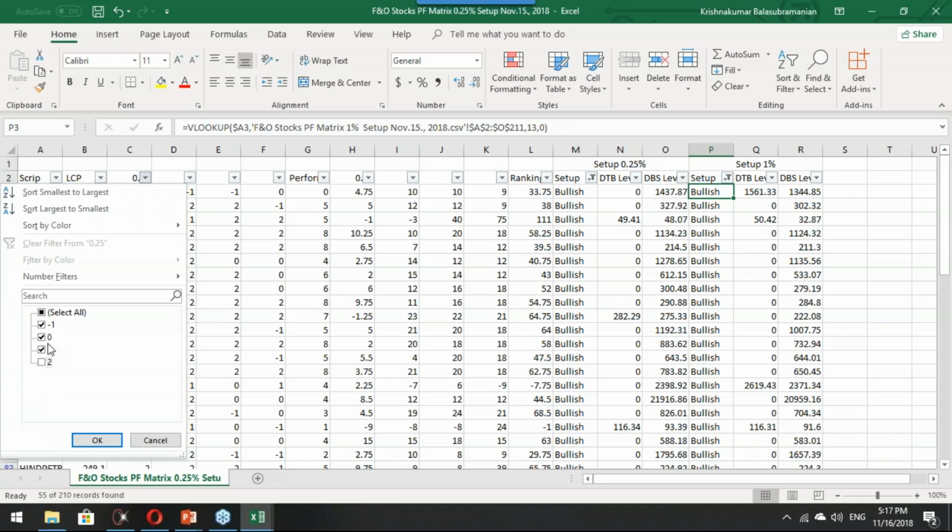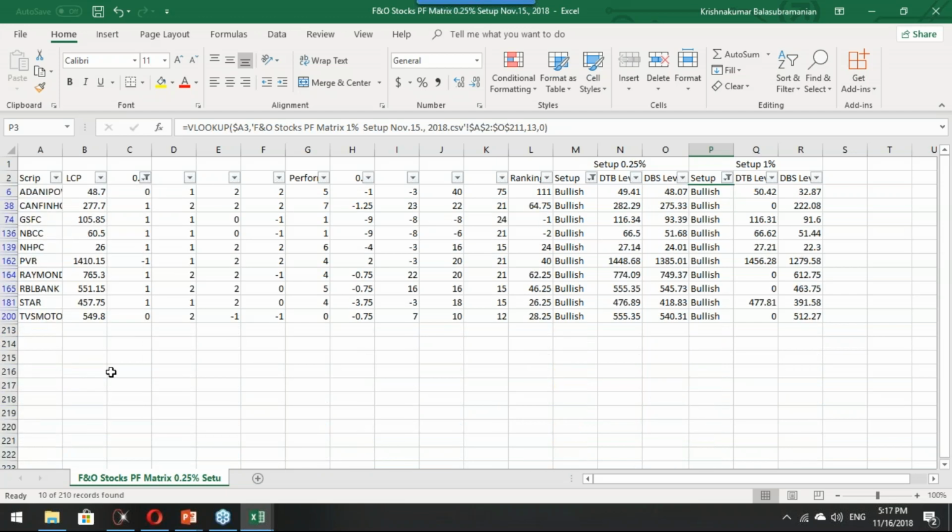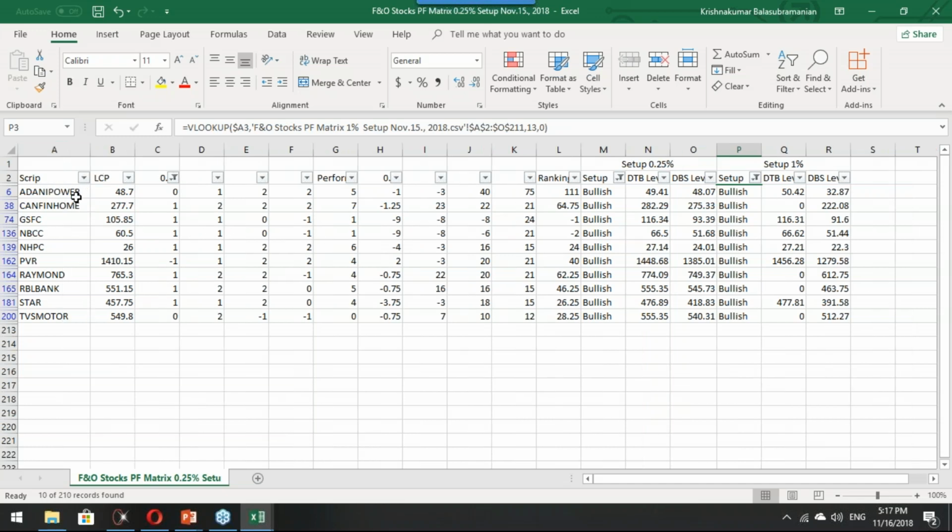So I am interested in the rest of the candidates. If I knock that off, what I get here is, say, 10 candidates wherein the setup is bullish in 1% box size, and in 0.25% boxes we are in a pullback. And the DTB buy level is also given here.